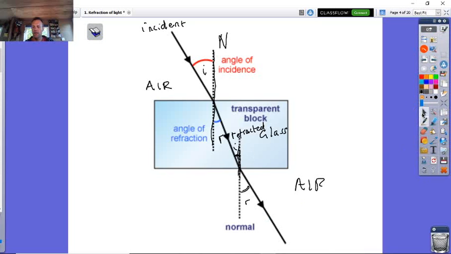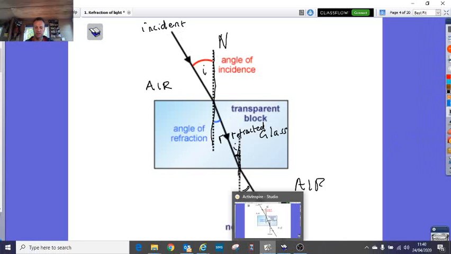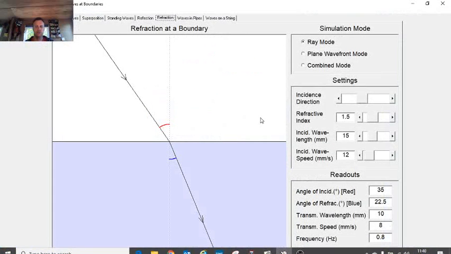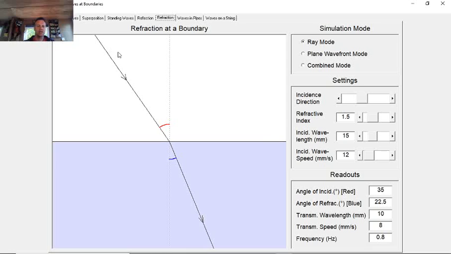Now you need to know why this happens, why refraction changes the direction of the light wave as it goes through. So this is a really nice simulation here. What you've got is your normal line just along here. Here's your angle of incidence. There's your angle of refraction. This is going from air into glass.